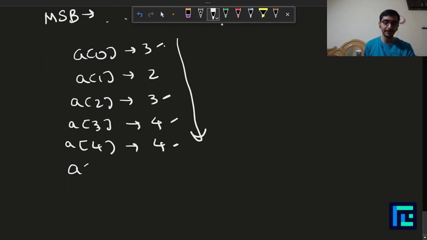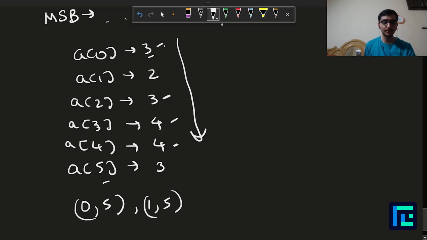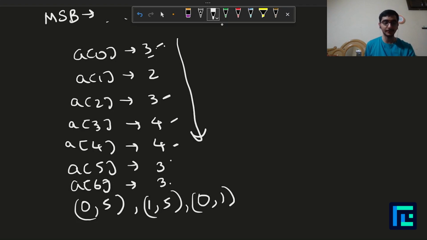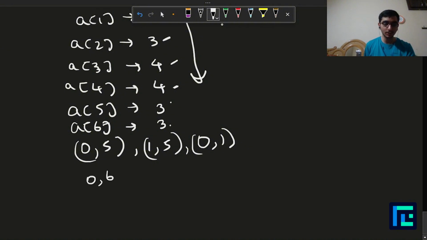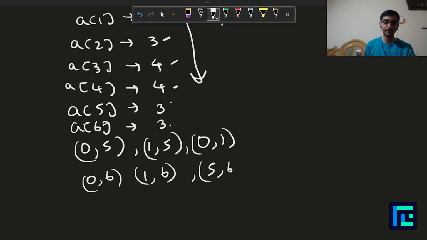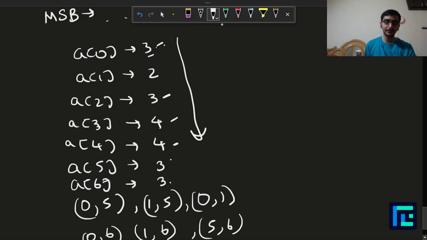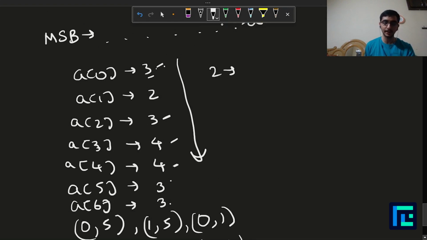And let's say A of 5 was also 3. So what would happen now? So 0 comma 5 is one pair, 2 comma 5 is one pair, and 0 comma 2 was already one pair, right? And this is only for 3. And let's say if A of 6 was also a 3, then what would happen? Then 0 comma 6 would also be a pair, 2 comma 6 would also be a pair, and 5 comma 6 would also be a pair. So if there were only 2 threes, then I would have one pair. If there were 3 threes, I would have 3 pairs. And if there were 4 threes, there would be 6 pairs.